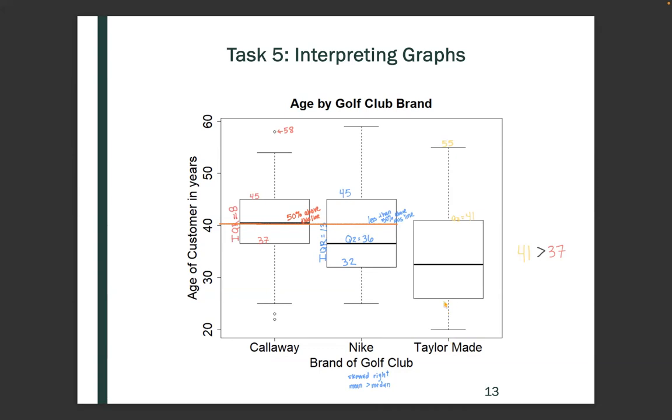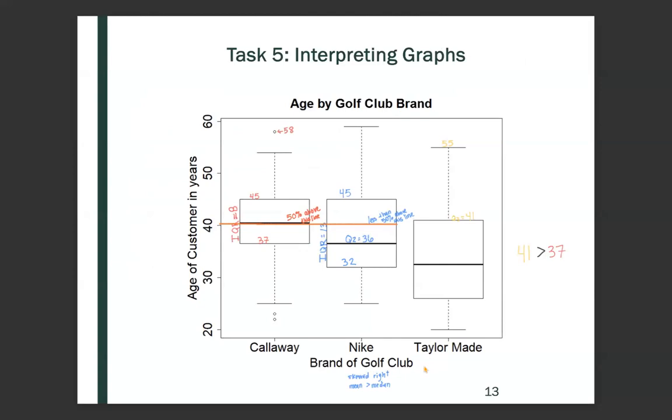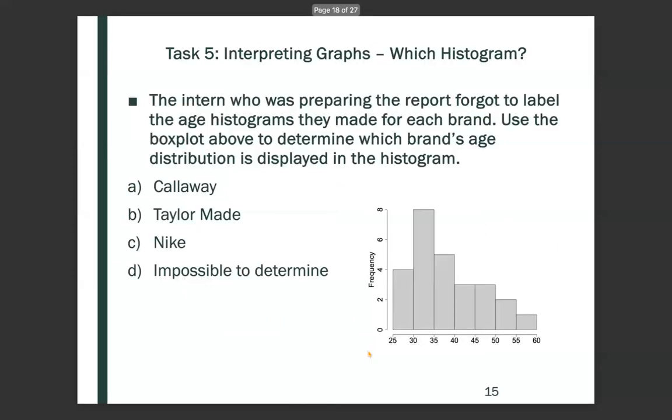TaylorMade has values less than 25, and it doesn't even make it up to the maximum value, which is 60. It stops at around 55. And if we look at the bin, 55 is one of the endings of a bin, but then we also have a bin from 55 to 60. So TaylorMade is also not a good option. That means that this histogram matches closely with Nike.